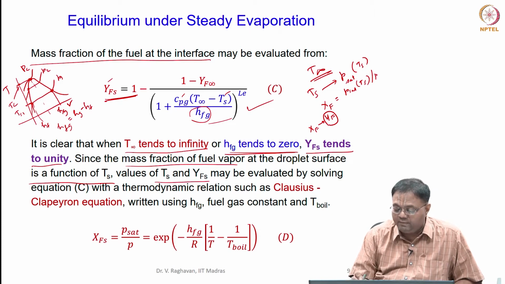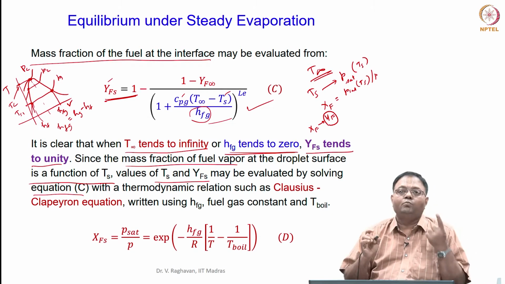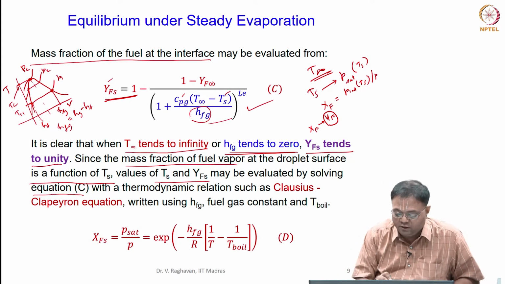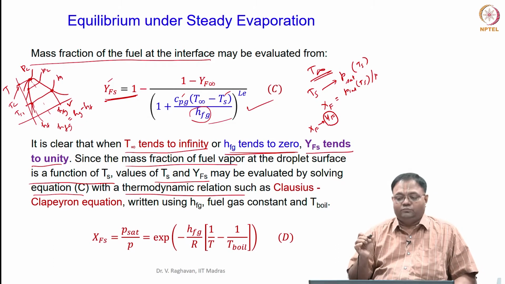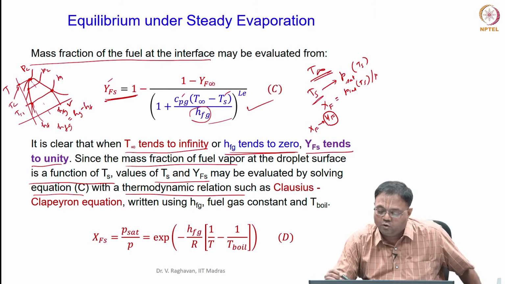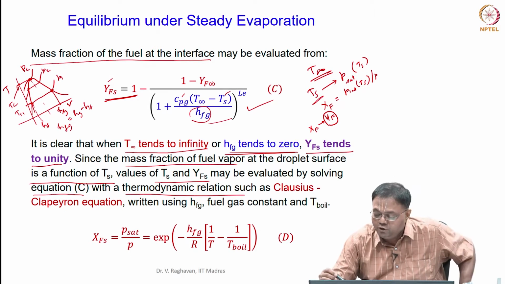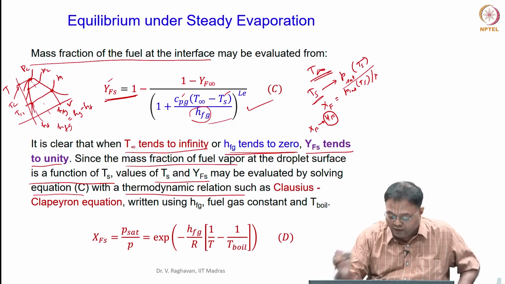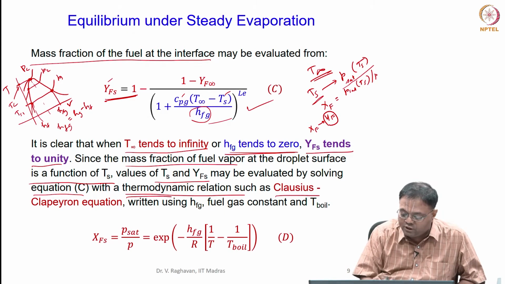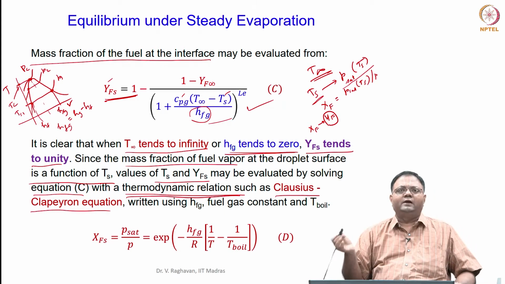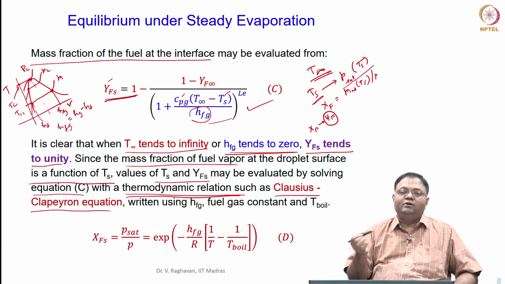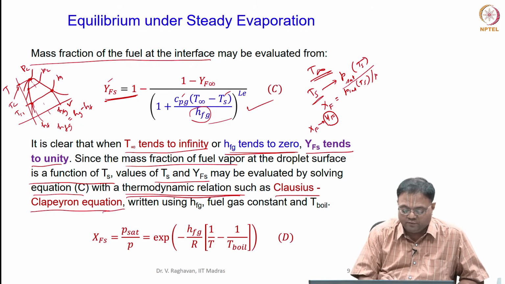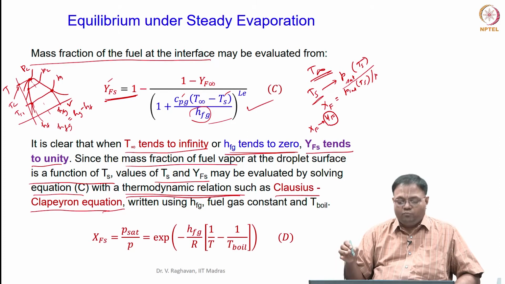The values of this may be evaluated by solving the equation C, and we need one more equation that will relate the Yfs and Ts. That is called the thermodynamic relation. Once you know the value of Ts, or at least guess the value of Ts, you will be able to find the saturation pressure Psat at that value of Ts. So, that relationship is called the thermodynamic relation; there are several relations. One of them, which is applicable for ideal gases, is the Clapeyron equation. We will do one worked example with this.